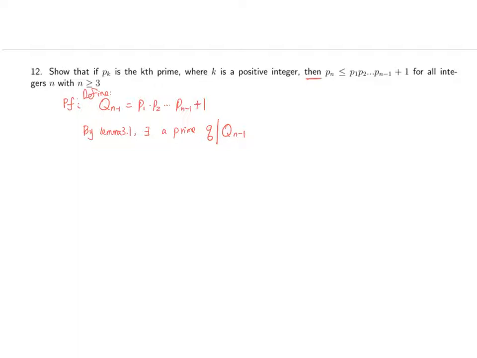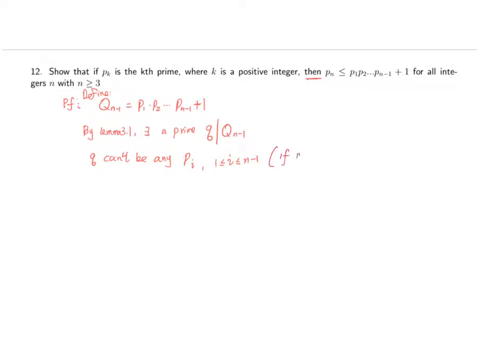Now, here we have to say that this prime q cannot be any one of the pi's, where i is greater than or equal to 1 and less than or equal to n minus 1. In other words, it cannot be p1, it cannot be p2, and it cannot be pn minus 1. It cannot be any one of those. If it is, then there's a contradiction.